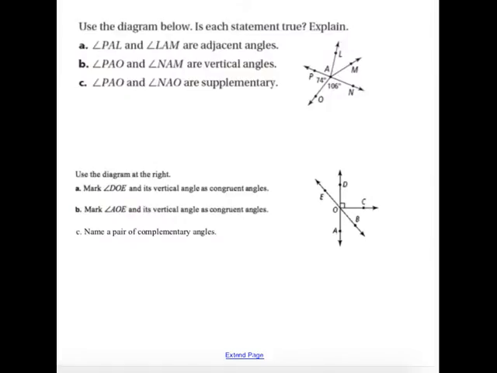So our diagram. I want to know if angle PAL, this angle right here, and LAM, this angle, are adjacent. Are they next to each other? Yes.